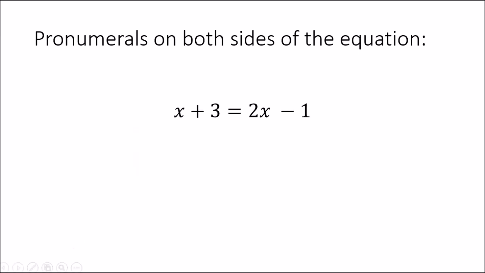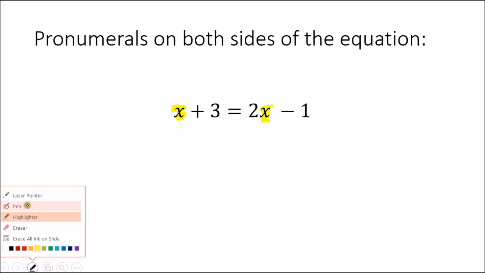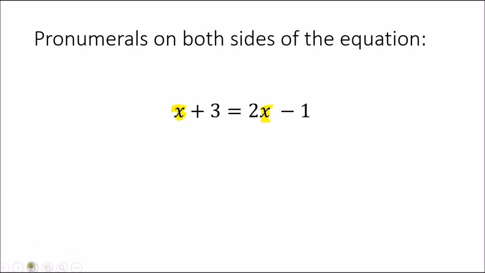In the previous equations that we looked at, we only had the x on one side of the equation. In this equation here, you can see that I've got x on this side and I've also got x on this side. Now, when I'm trying to solve an equation, what I'm trying to do is find the value for x. Now, I can't find the value for x if my x is split across two sides of the equation, so I need to get all those together.